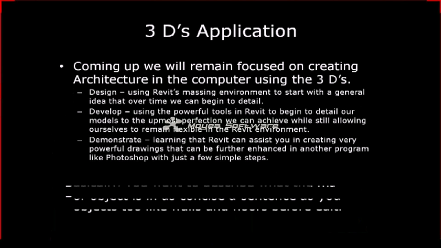All right, and then basically we're just going to stay focused on these 3Ds. You know, design using Revit's massing environment to start with a general idea, and then bring that idea up to a detailed level over time. While you're developing, you're going to use the powerful tools in Revit to begin to detail models to the utmost perfection that you can achieve, while still allowing ourselves to have that flexible play that I'm talking about in the Revit environment. And then demonstrating, we're going to learn how Revit can assist us in creating amazing drawings that some people are spending hours in Photoshop creating. You can spend 20 or 30 minutes in Revit and then 5 or 10 minutes in Photoshop.